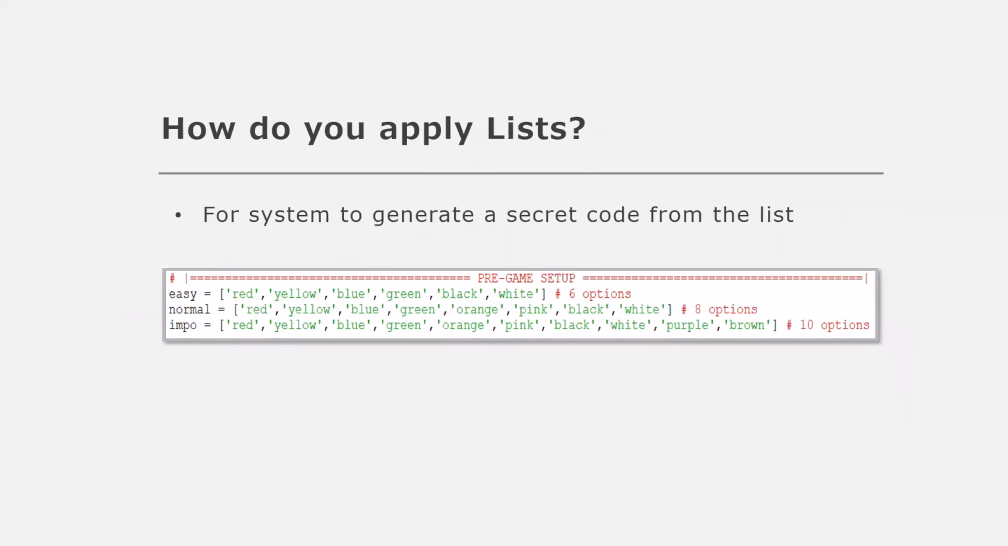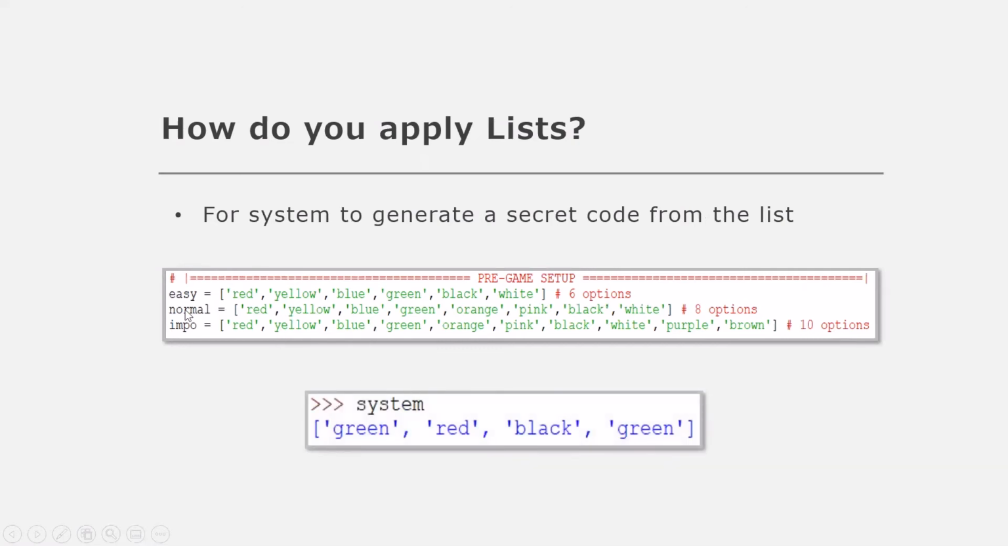So how do you apply list? For list, it was generally used to include a list of colors that should be in the secret code when the player chooses a difficulty. Different difficulties will have a different list of colors to be considered. So as shown, let's say the difficulty that I chose to go with was normal. Thus, the system code will be green, red, black, green, choosing from the list of the difficulty normal.